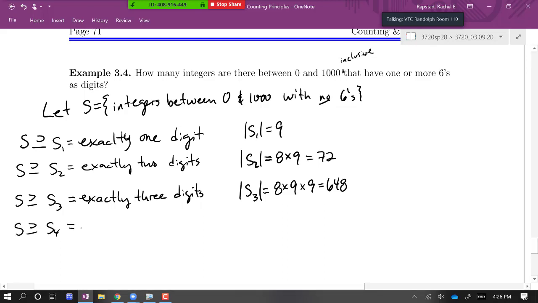And now this one's actually going to be easy, the S4. In fact, this pattern doesn't continue. We're only looking for integers up to 1,000. So there's only one integer to consider, and it doesn't have any 6s. So exactly 4 digits, and the size of that set is 1.